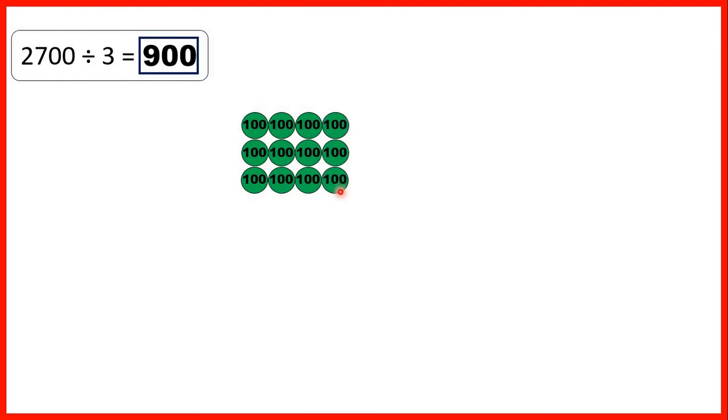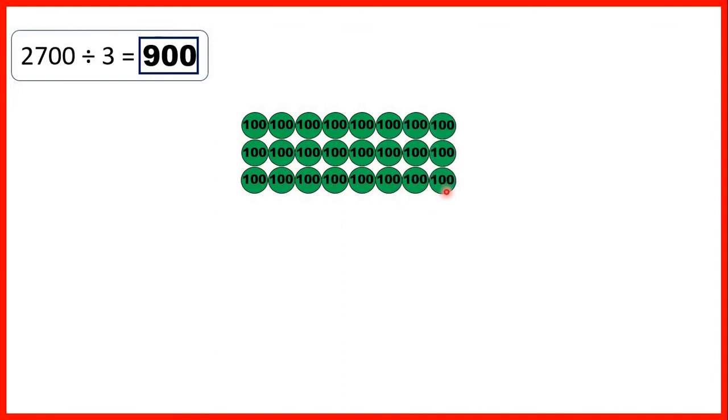Now 2,700 divided by 3, let's count in 300s. 300, 600, 900, 1,200, 1,500, 1,800, 2,100, 2,400, and 2,700. So, because we've got 2,700 counters altogether, and you can see in each of our 3 lines we have 900 counters, so that's why our answer is 900.